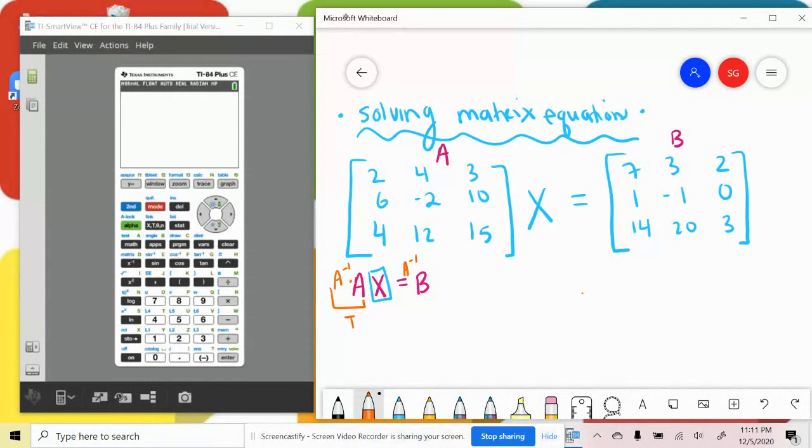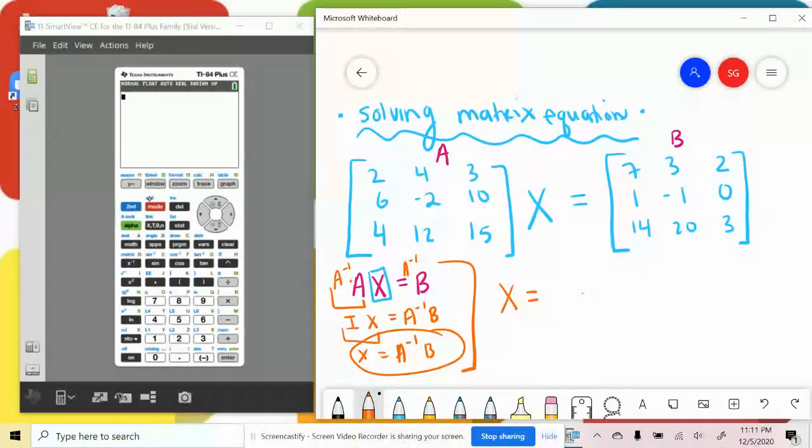This, as we know, would give us the identity matrix times X equals A inverse times B. This would give me X. So X is going to be A inverse times B. That is what we want to see. This is you showing your work. The calculator can do the rest, right? And then I can write out what is A. You can get nasty numbers with this stuff because you've got your calculator.